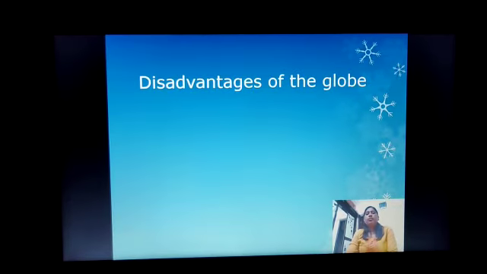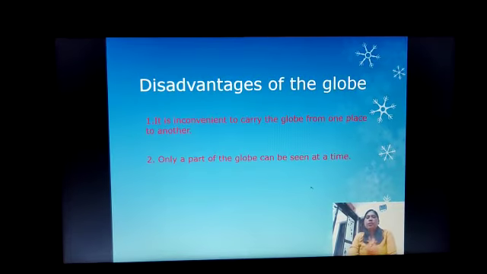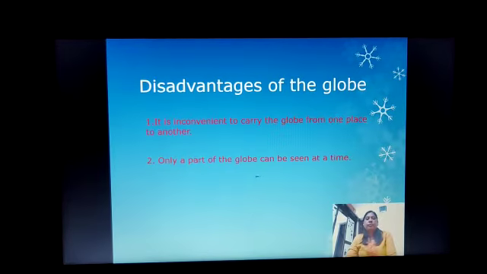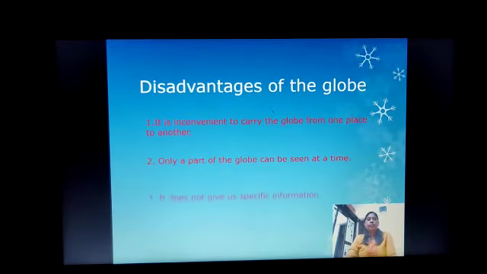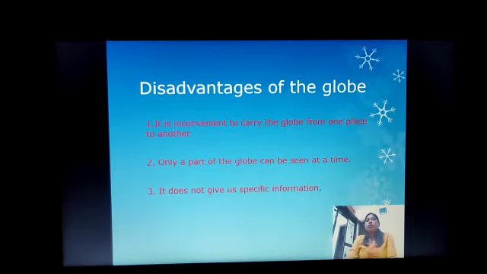Now, some disadvantages of the globe. It is inconvenient to carry the globe from one place to another. Only a part of the globe can be seen at a time. It does not give us specific information. I hope you understood the globe.